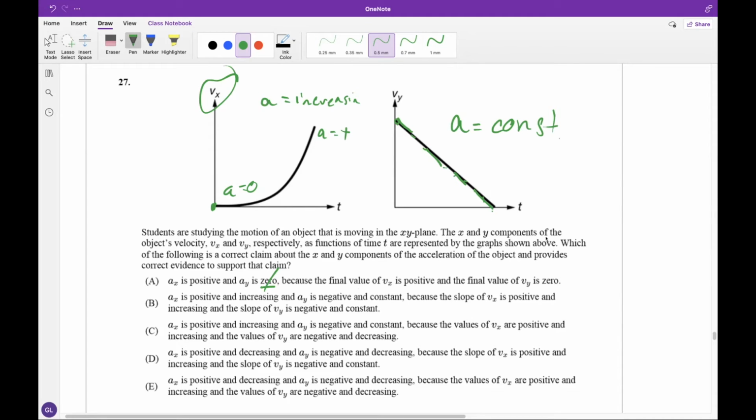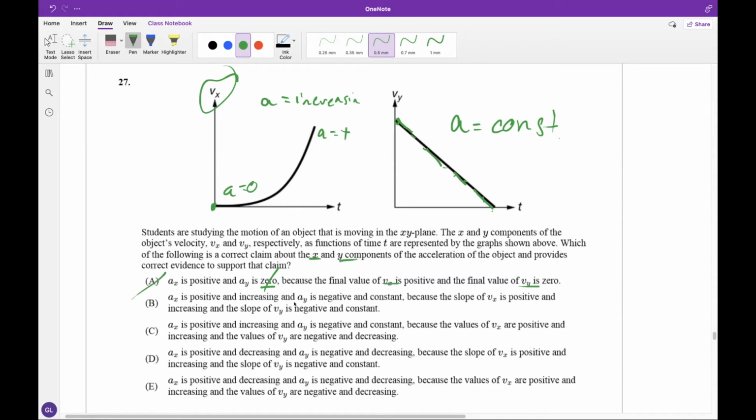Wait, what? No. Remember, components in perpendicular directions do not affect each other, regardless of whatever the velocity in the x direction is. That is independent of the velocity in the y direction. There is no correlation between them, two independent dimensions. So A is wrong on a couple of levels, in my opinion. Let's go ahead and look at B.